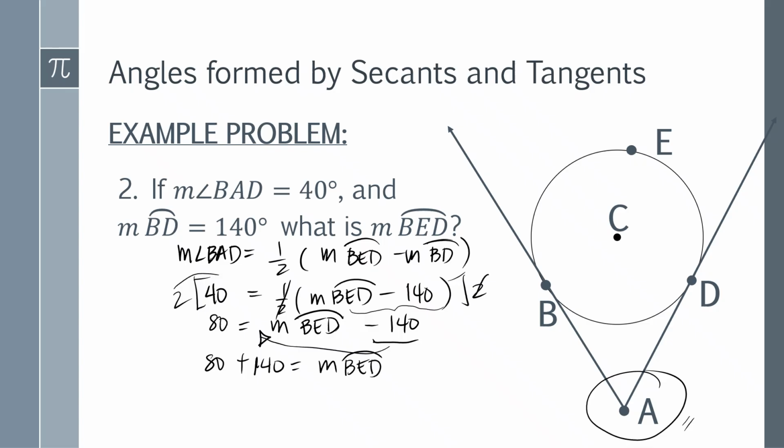And adding this, 80 plus 140 is 220. So 220 degrees is now your measure of major arc BED. So this is your final answer. If you get this correctly, then you are a genius mathematician. Next example.